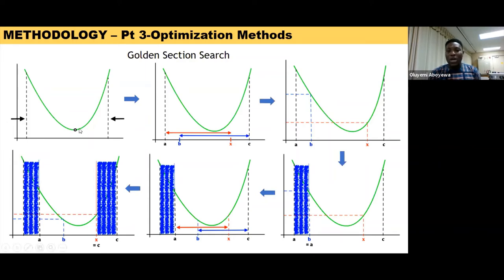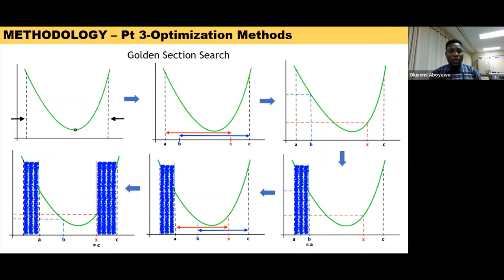So the author described a form of a non-derivative method. Normally, I'm familiar with the derivative method where you're just taking the derivative at different points and you're checking which one is zero, because at the minimum, your gradient should be zero, and that gives you the minimum. Then you can optimize your program.